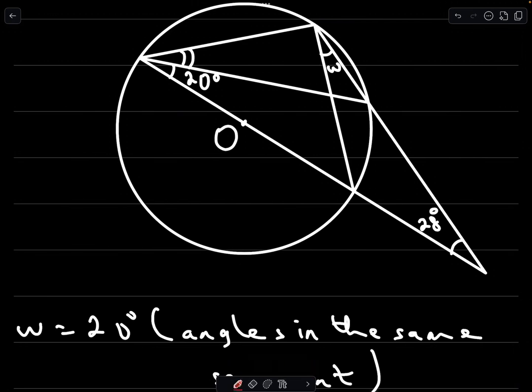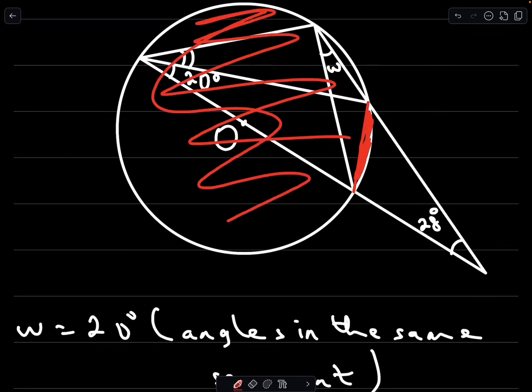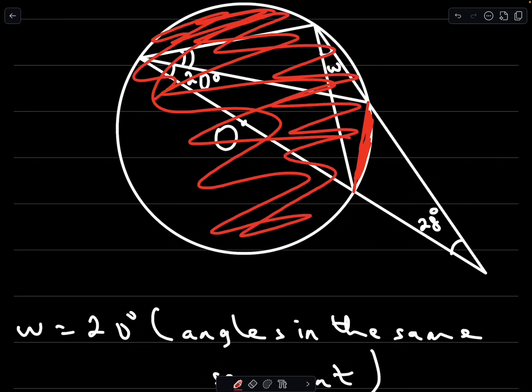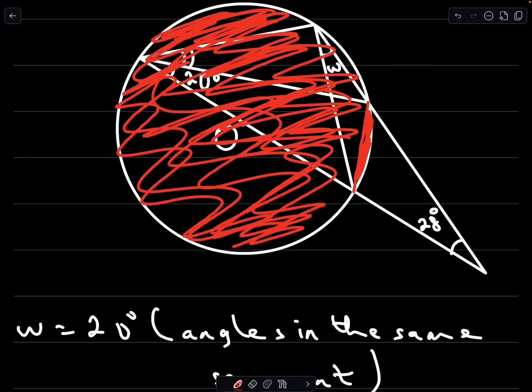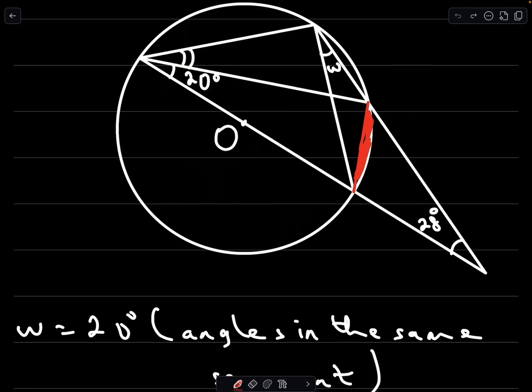You can draw a chord here. If you draw a chord here, you'll see that that chord divides the circle into this very, very small segment and this very, very big segment. It divides the circle into a minor segment and a major segment.